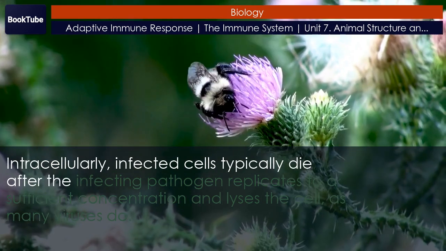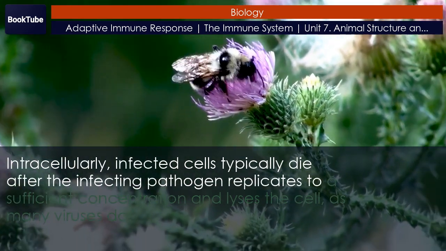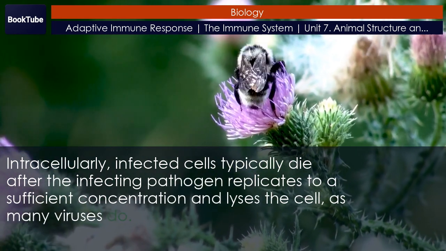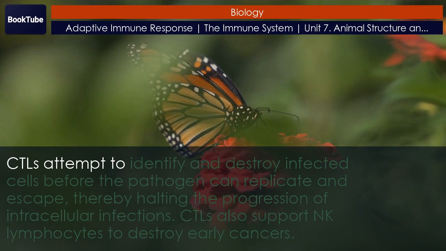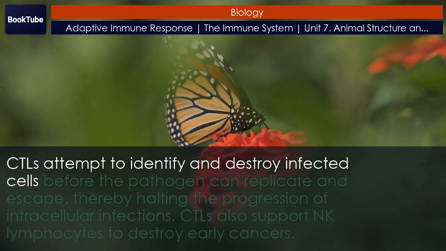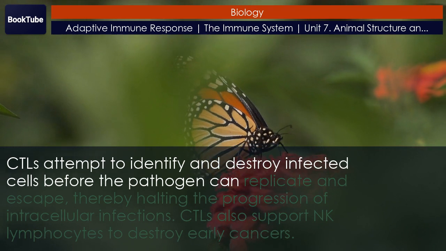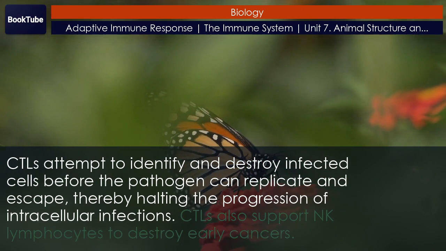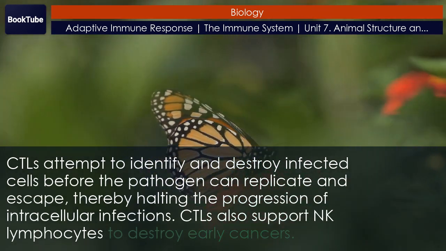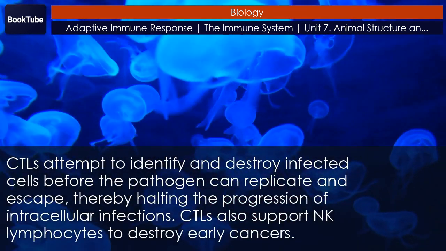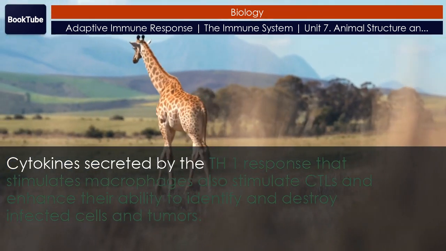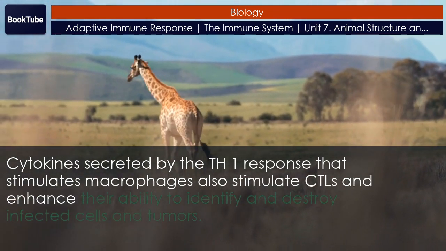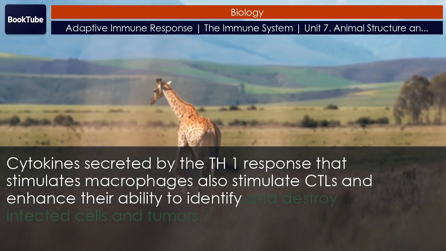Infected cells typically die after the infecting pathogen replicates to a sufficient concentration and lyses the cell. CTLs attempt to identify and destroy infected cells before the pathogen can replicate and escape, thereby halting the progression of intracellular infections. CTLs also support NK lymphocytes to destroy early cancers. Cytokines secreted by the Th1 response that stimulates macrophages also stimulate CTLs and enhance their ability to identify and destroy infected cells and tumors.